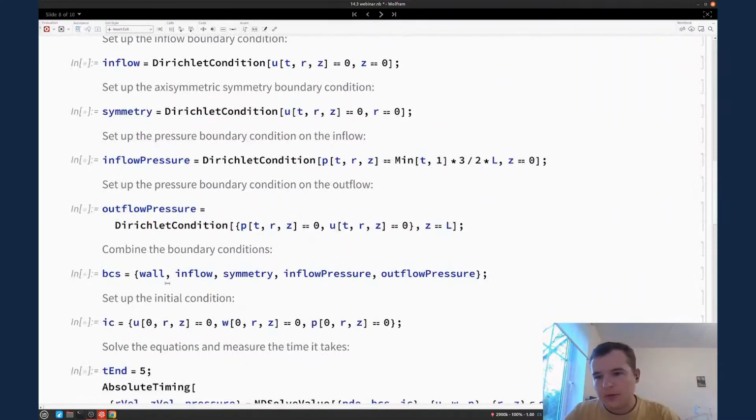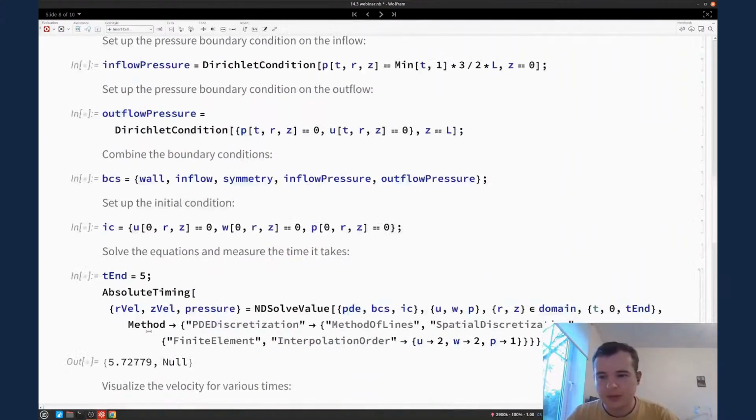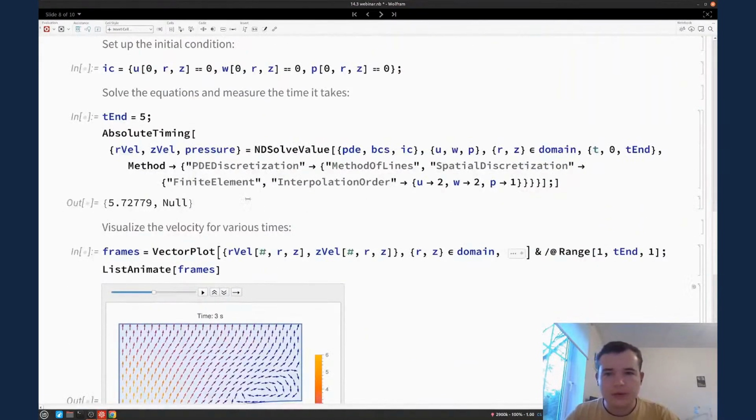And then we of course combine the boundary conditions into one variable, and since we are dealing with a time-dependent problem, we also have to prescribe the initial condition. Then once again we use NDSolveValue to solve the equations, and once again we have this Taylor-Hood finite element.